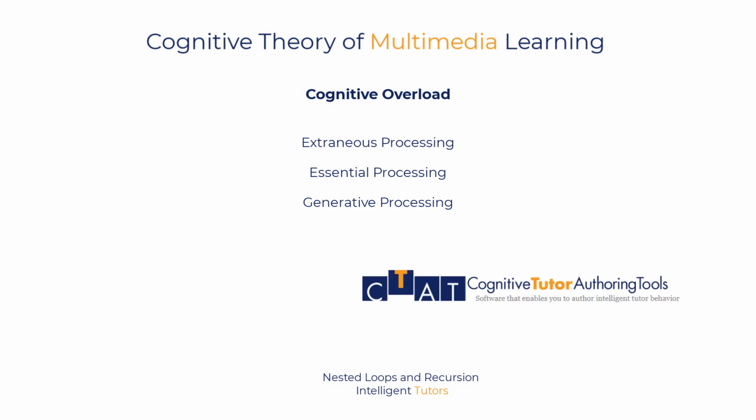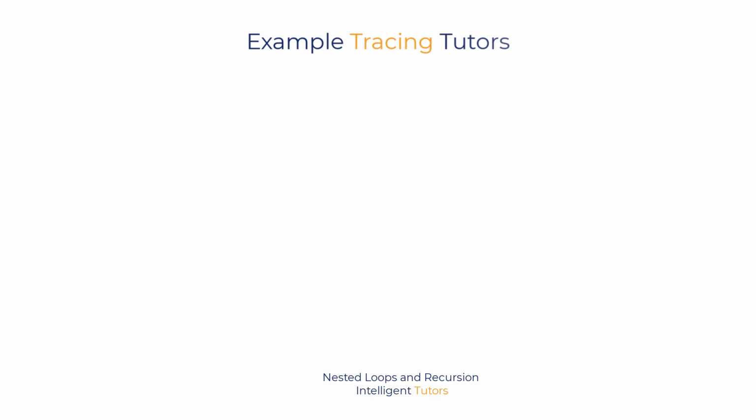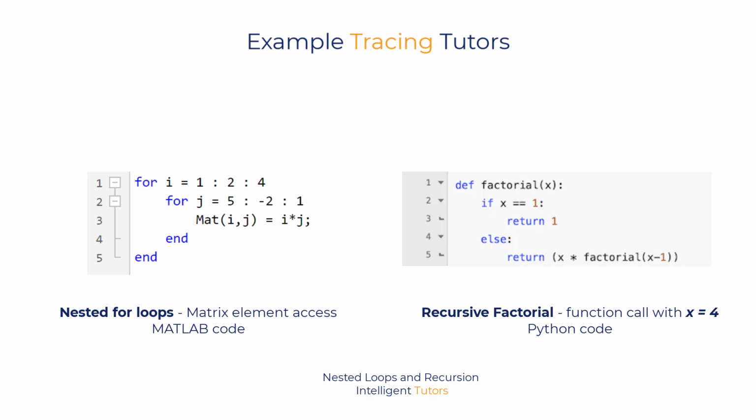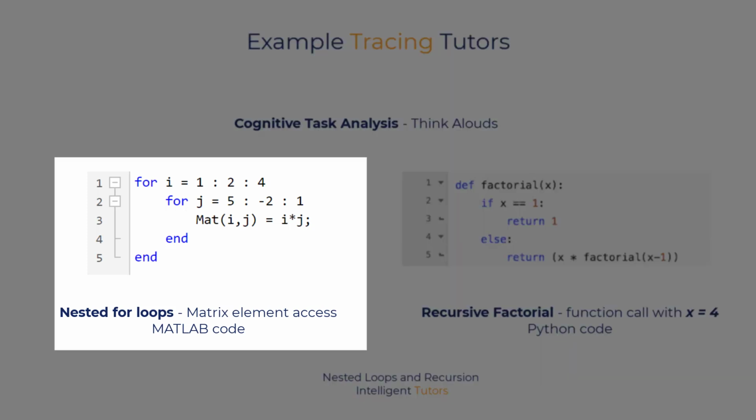Thanks to the cognitive tutor authoring tools, which let you build the tutor interfaces, keeping these concepts in mind. We resorted to example tracing tutors by picking code examples that represent the underlying concepts of loops as well as recursion. We applied the cognitive task analysis of think-alouds, where the participants were asked to walk through the code by keeping track of the variables and output at every single line. We made sure that the participants kept talking and identified the potential places where the cognitive overload is occurring.